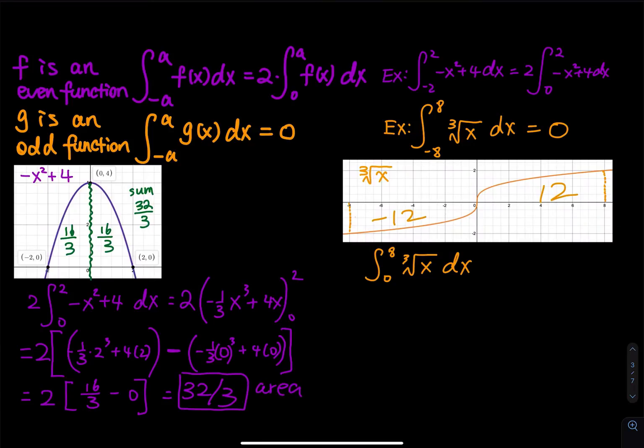I want you to take a look at this line right here. Do you see that I have a 16 over 3 minus a 0? So basically that is the area of one side. What do I mean by one side? The area of this piece is 16 over 3. So I just get this integral and then I multiply by 2.